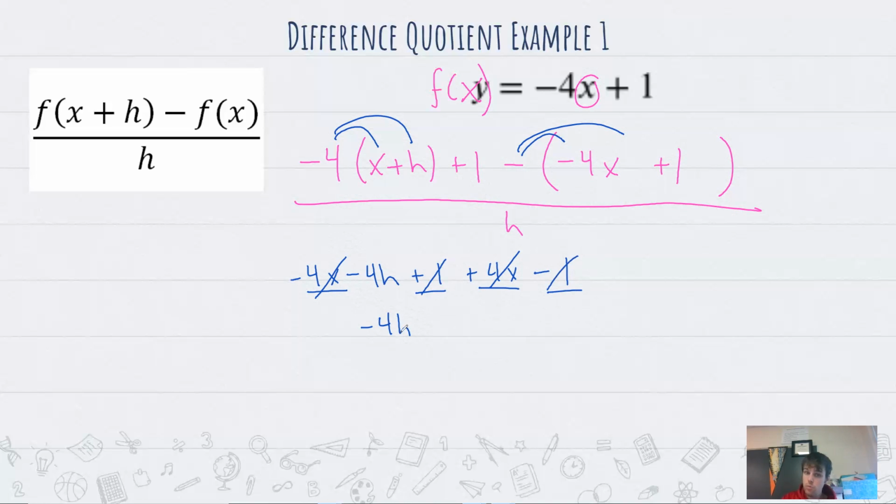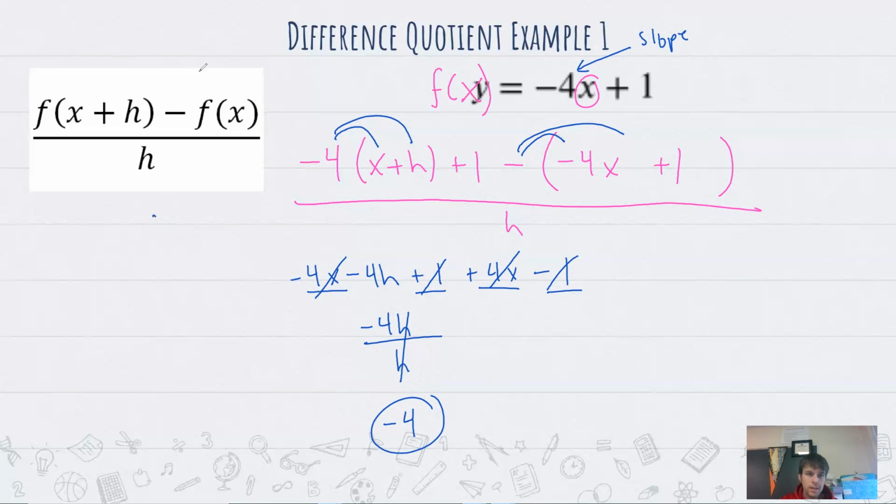So the entire numerator simplifies to be negative 4h, all over h, right? It was all over h. Well, now there's even further simplifying that can happen, and we end up with simply negative 4. Kind of cool. That was the slope of this line. This line had a slope of negative 4.